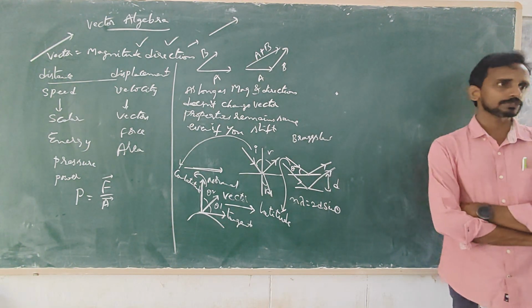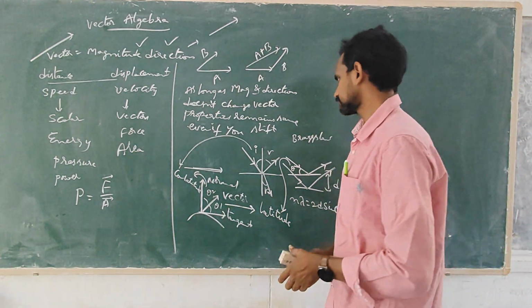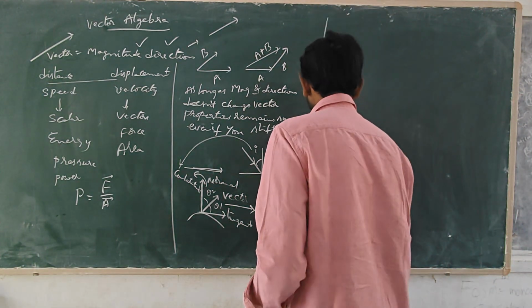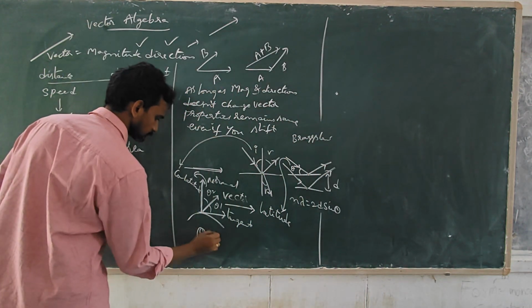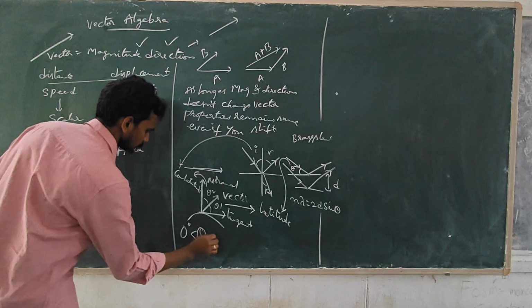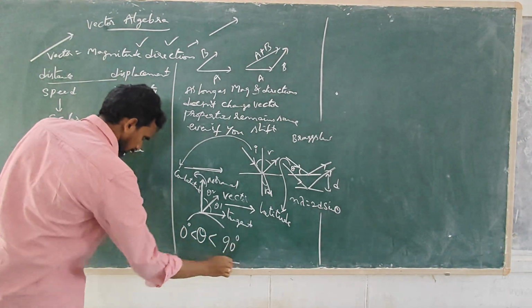Whereas in optics you will be using the colatitude angle. So what is the maximum value for this? Here theta varies from 0 degrees to 90.